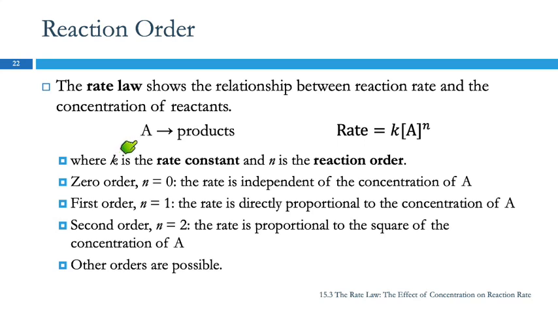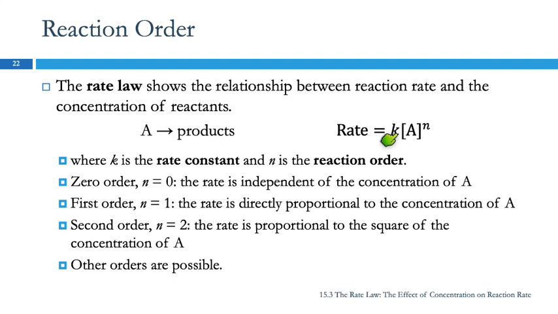So we're going to look at a very simple reaction. Just one substance is falling apart, decomposing, and making products. So A goes to some products. We don't care what they are. We can write an equation describing the rate in terms of concentration, and this is what is called a rate law. It's just an equation.